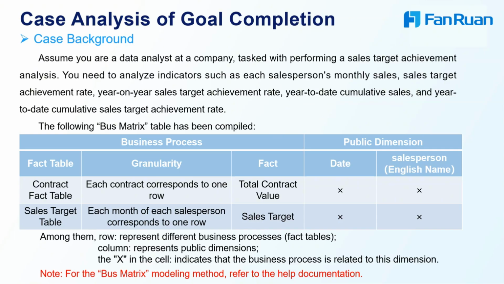You need to analyze indicators such as each salesperson's monthly sales, sales target achievement rate, year-on-year sales target achievement rate, year-to-date cumulative sales, and year-to-date cumulative sales target achievement rate. A bus matrix has been prepared as follows. In this matrix, rows represent different business processes, while columns represent public dimensions. An X in a cell indicates that the business process is related to this dimension.